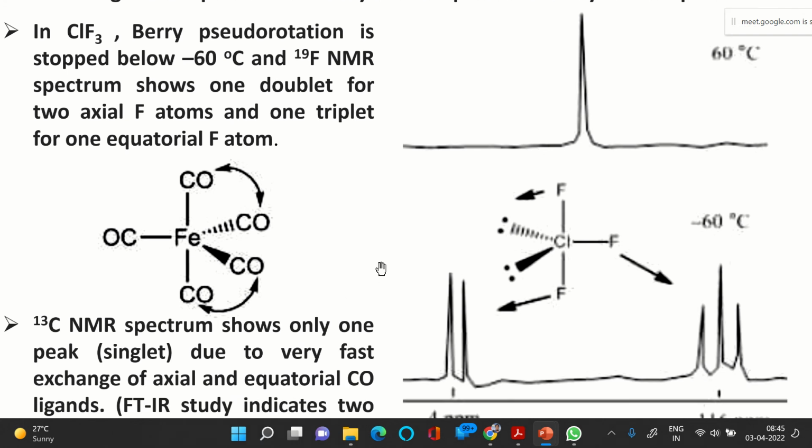So this is the difference that I was trying to point out. Now you know FTIR, you also know NMR. If you conduct FTIR spectroscopy on FeCO5, you get two types of signal, because the bond lengths are different, axial and equatorial. In FTIR spectroscopy you are getting that difference, because FTIR spectroscopy is a much faster event.